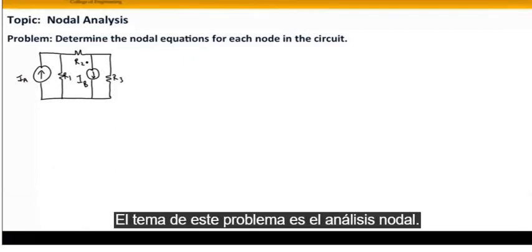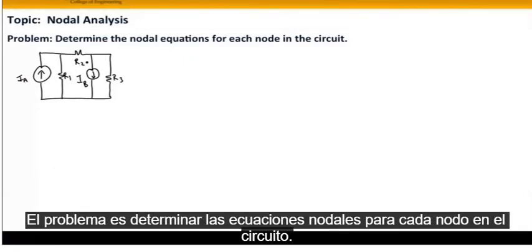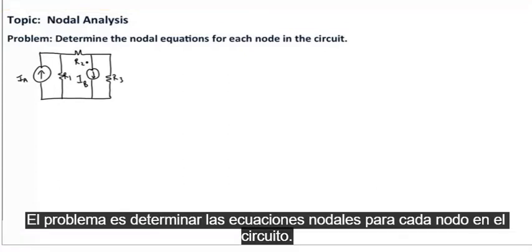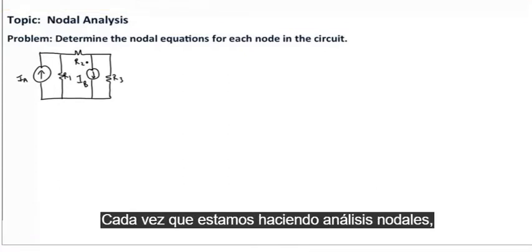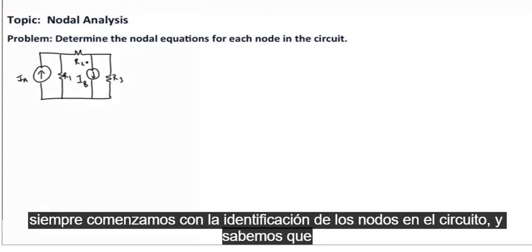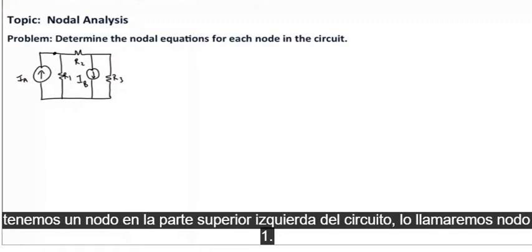Nodal analysis. The problem is to determine the nodal equations for each node in the circuit. Whenever we're doing nodal analysis, we always start with identifying the nodes in the circuit. And we know that we have a node at the upper left-hand side of the circuit. We'll call it node 1.